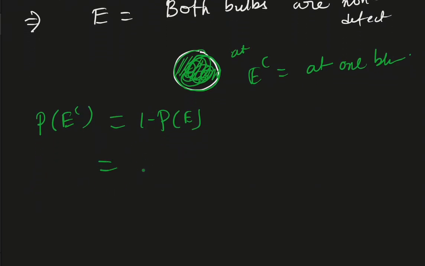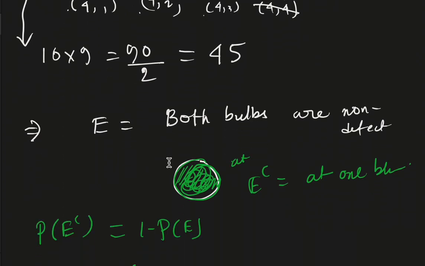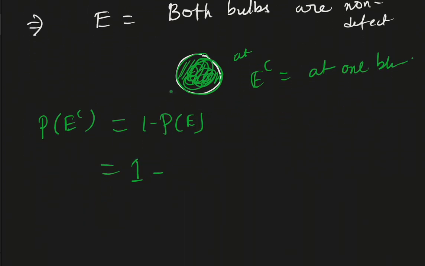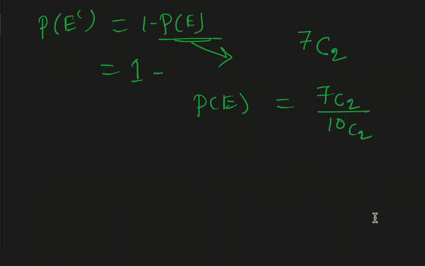So what is the probability? 1 minus the probability of choosing both bulbs non-defective. So how many ways can I choose non-defective bulbs? Seven are there, and out of them I have to choose 2. So in 7C2 ways I can choose. So probability of E should be 7C2 over 10C2. If we calculate it, you will get 21 by 45.